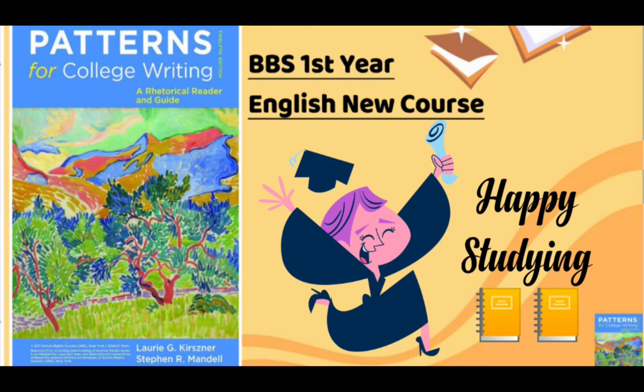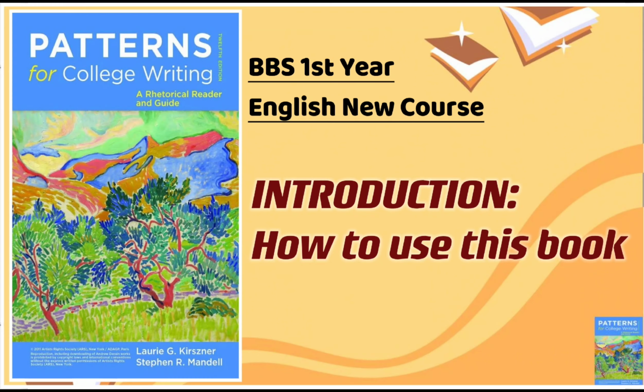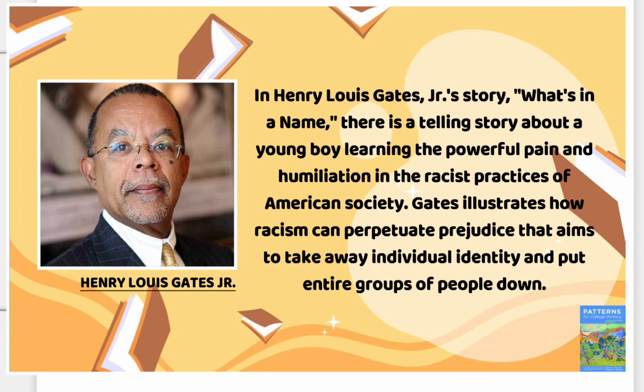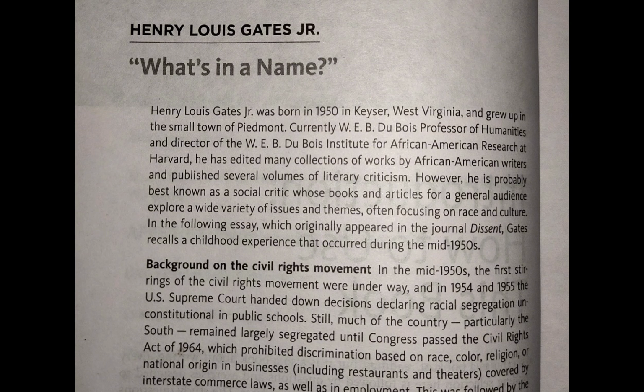Today we will be discussing the new English course of BBS first year, Patterns for College Writing. So in this video we will discuss the introduction and how to use this book, but before that we will be discussing an essay, What's in a Name by Henry Louis Gates. This is about an essay in which the writer had completely forgotten an incident from his childhood. Here, the writer illustrates how racism can perpetuate prejudice that aims to take away individual identity and put entire groups of people down. So you can go through the essay in detail.